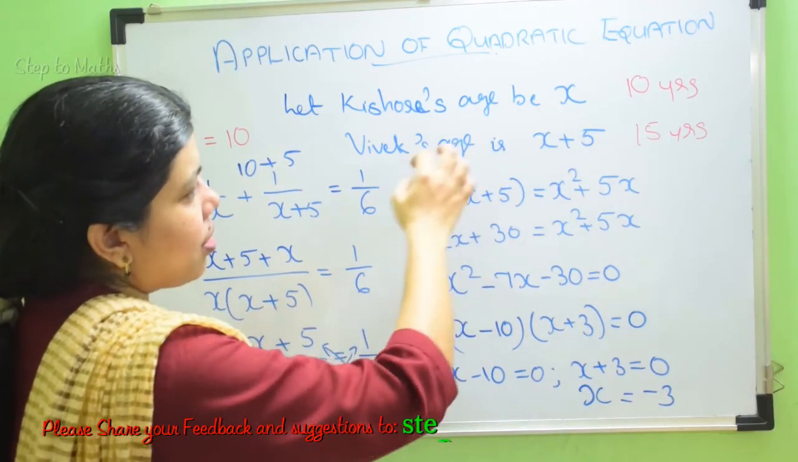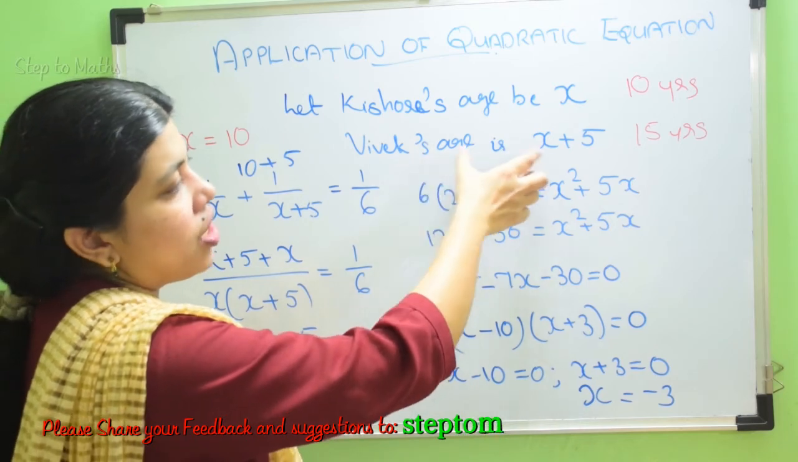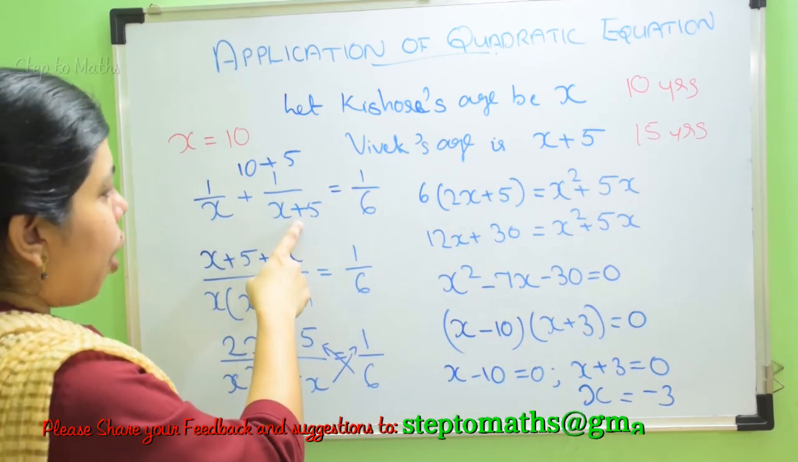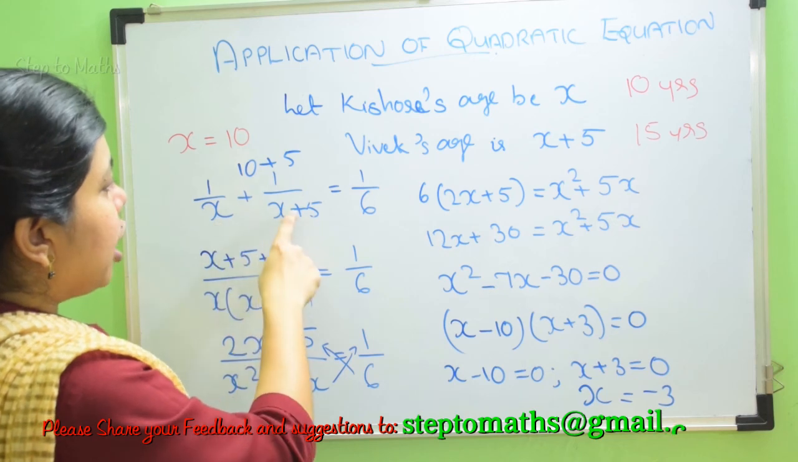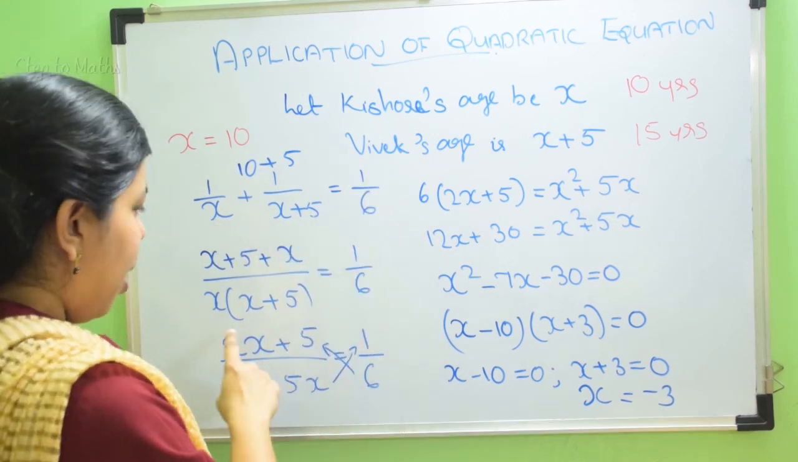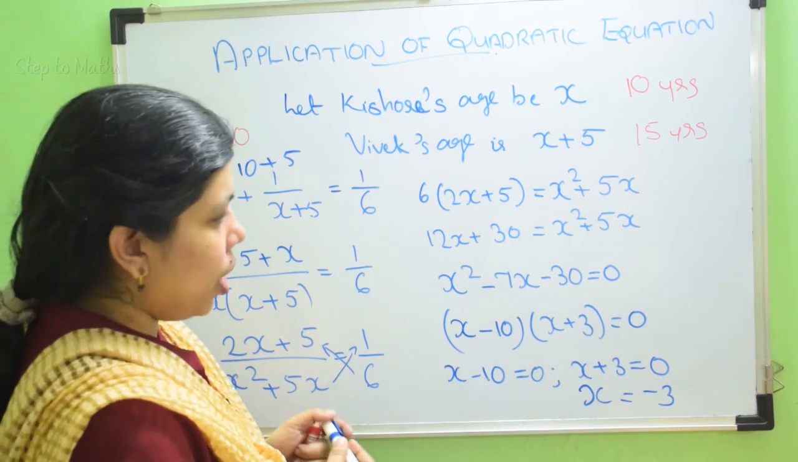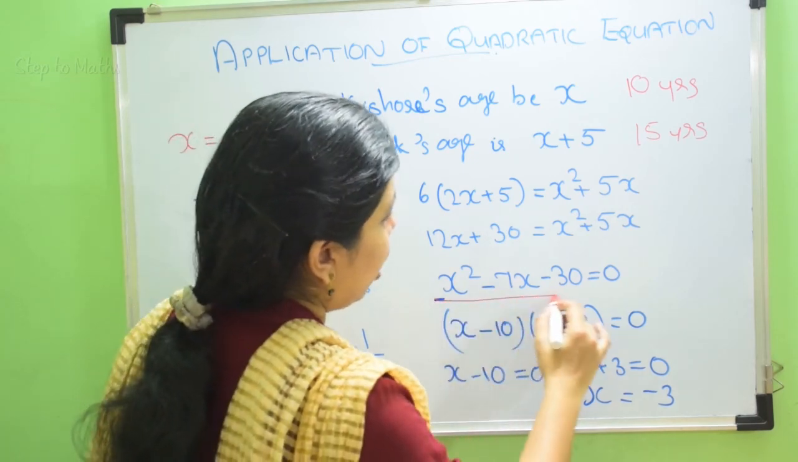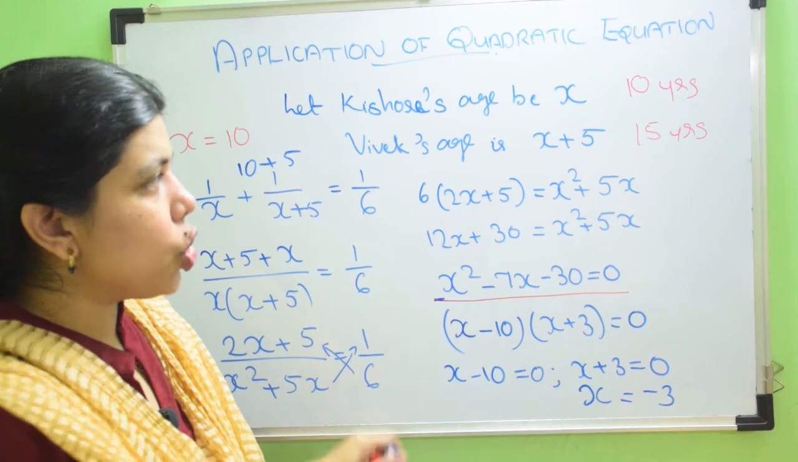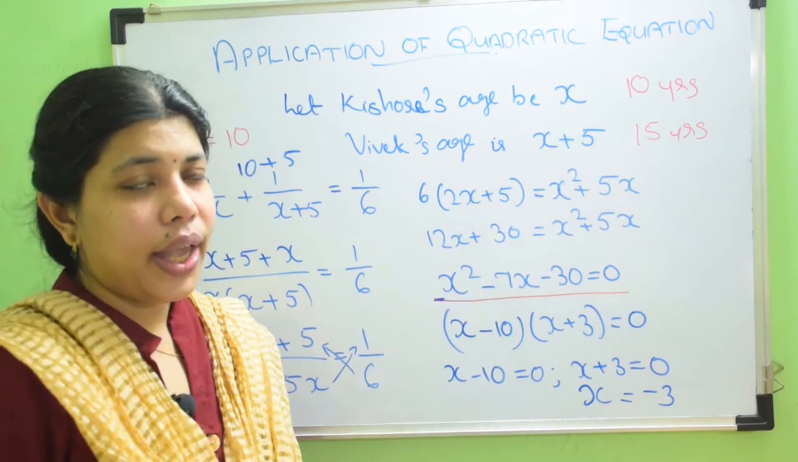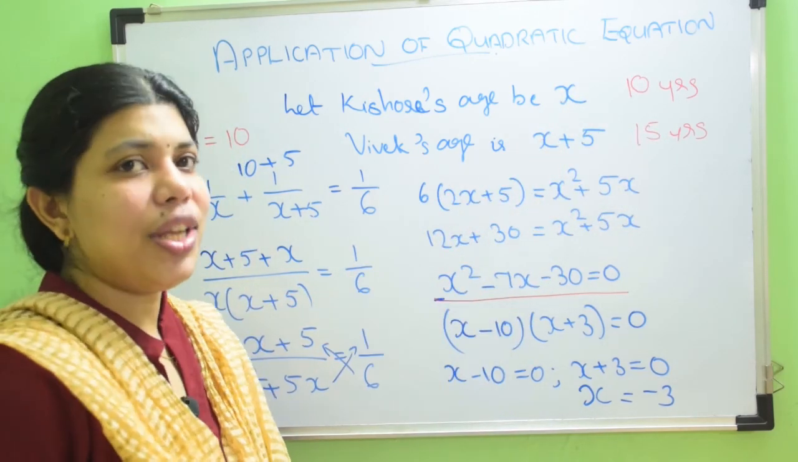Kishore's age be x. So according to the condition, Vivek's age is x plus 5 and the given condition is the sum of their reciprocals is 1 by 6, and we form the quadratic equation corresponding to the given condition and we solve, we get the values of x and x plus 5.